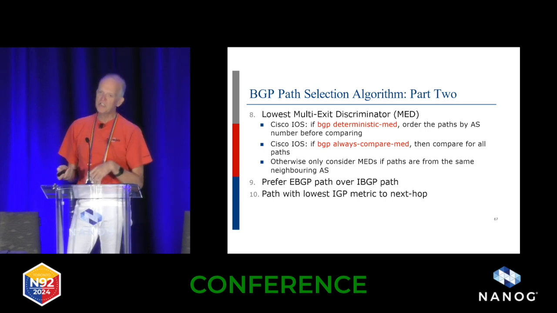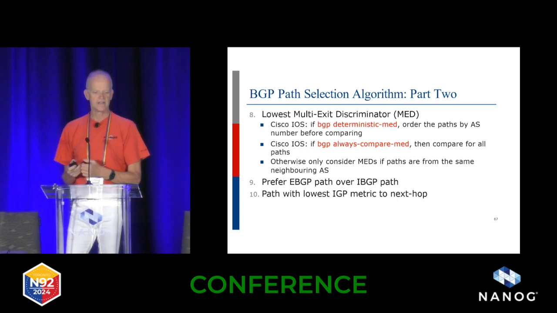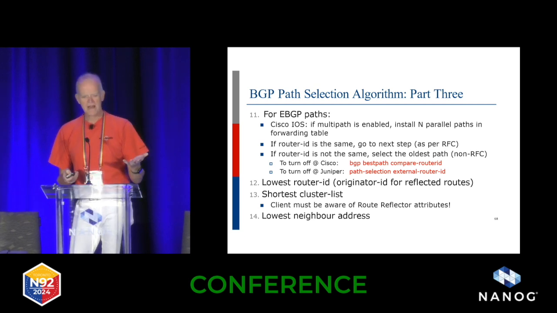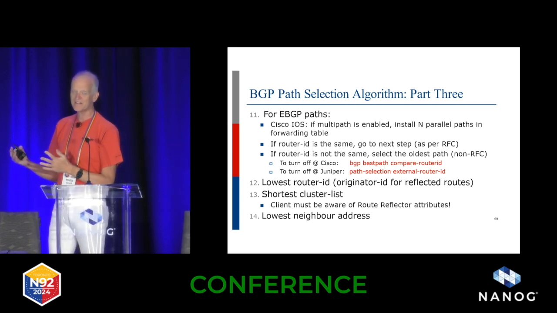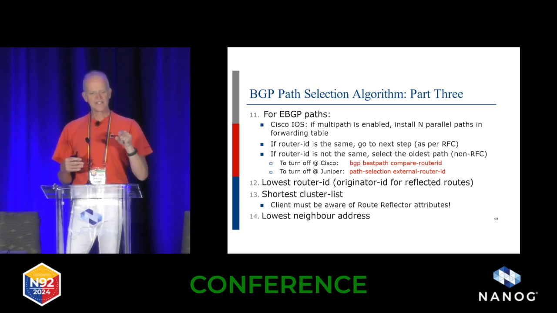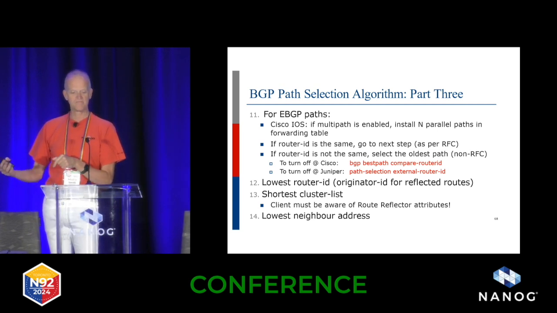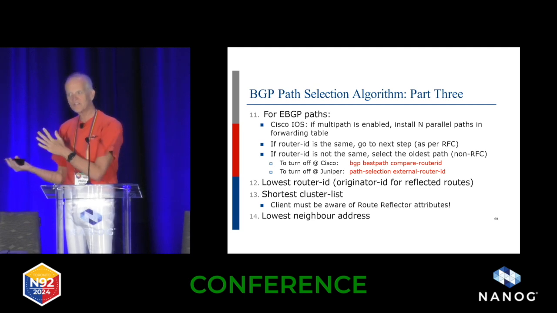eBGP path or iBGP path. So if the destination's outside my network, send it out. Then we're starting to look at inside our backbone. And then you've got multipath pieces. And this is the one where the vendors have just ignored the RFC. So the vendors added select the oldest path, because a lot of the providers wanted that for stability. It doesn't suit everybody.